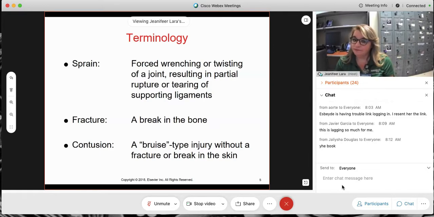Make sense? These two are very difficult to see in radiographs. Contusion and sprain are difficult to see in radiographs. Fractures, however, are not. Depending on what type of fracture, they can be visible on a radiograph. Any questions?